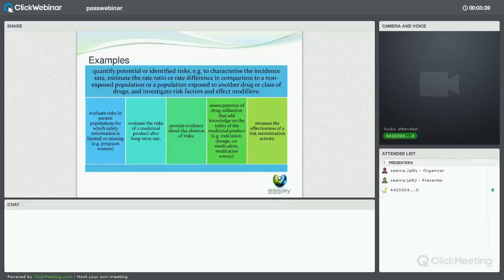You want to also look at the absence of risk. So you may want to follow a cohort of patients and see what isn't occurring as well, because you may be worried about something coming along and you want to make sure that does not happen. Drug utilization, that's becoming more and more important, looking at how your product is actually used in the marketplace, in the real world setting. Is this in line with the approved indication, approved dosage, what co-medications are being used? And this will give you an idea then of where perhaps your risk areas are. And then, as we said before, a measure of the effectiveness of a risk minimization activity.